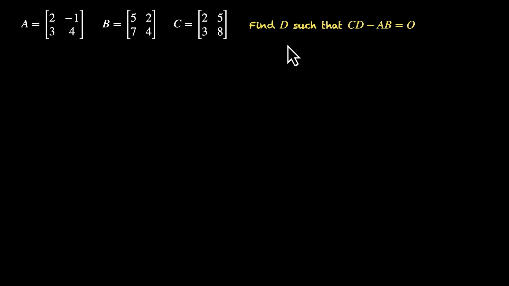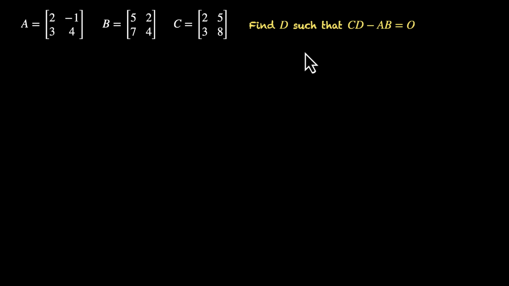We have this matrix A, 2, minus 1, 3, 4. We have B, 5, 2, 7, 4. We have C, 2, 5, 3, 8. And we need to find D such that CD minus AB is the zero matrix. Pause the video, give this a try.